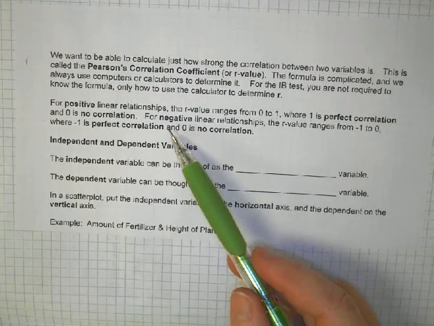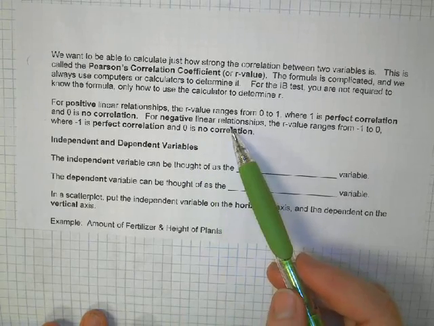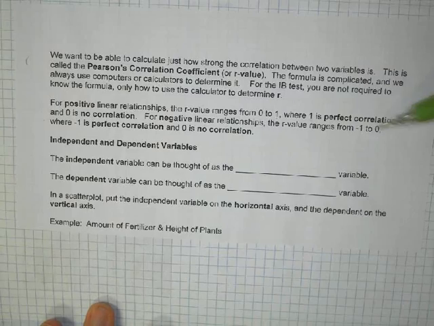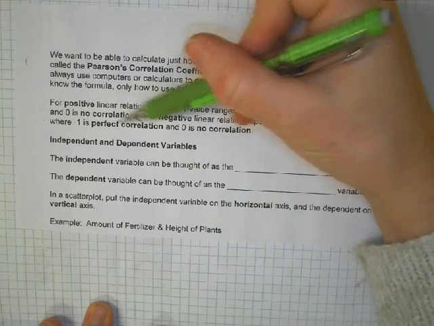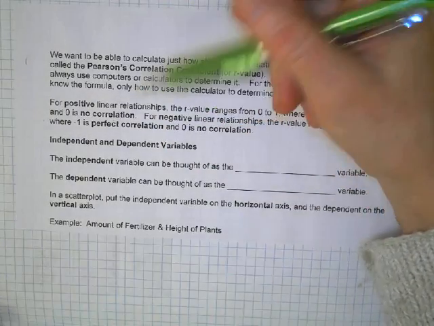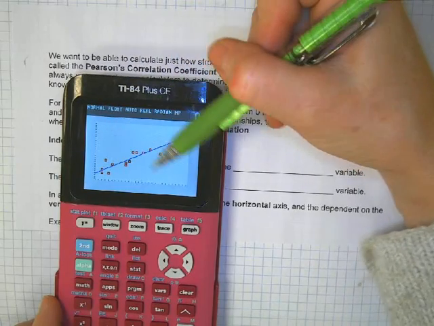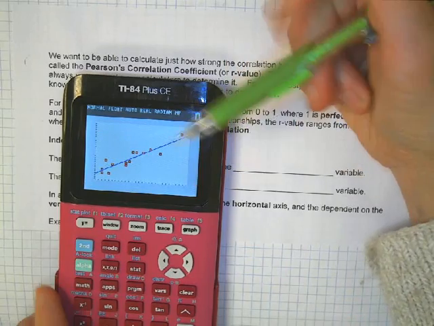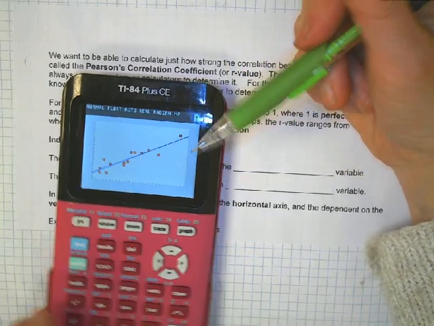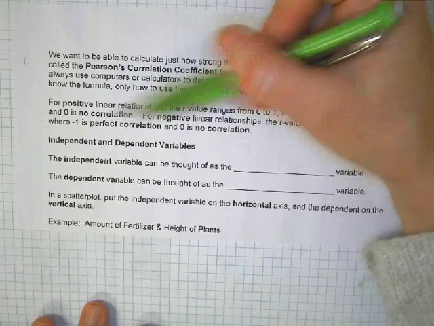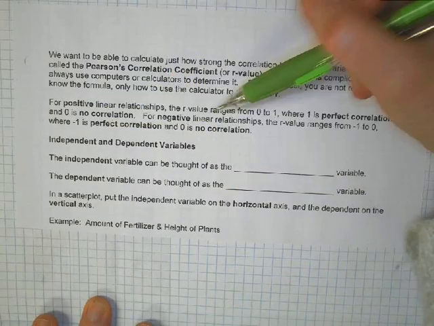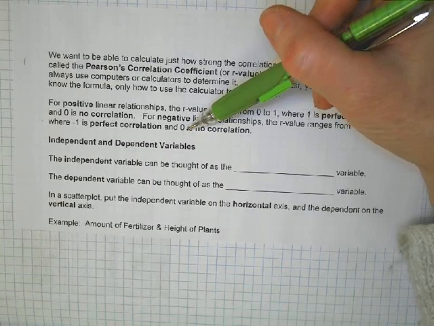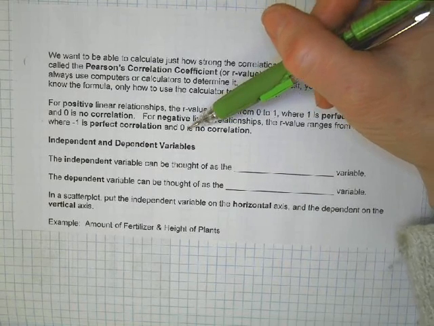Okay, for a negative linear relationship, that means a negative slope, the values can range from -1 to 0, where -1 is a perfect correlation. So in other words, you would have a slope that's going down, but all the dots would be lined up exactly on the line of best fit, but it would just have a negative slope. Okay, so that's a perfect correlation that's negative. And of course, if they're just scattered all over the place and there's no real way of drawing a line of best fit, the correlation would be 0.